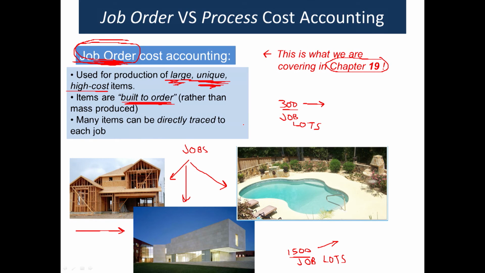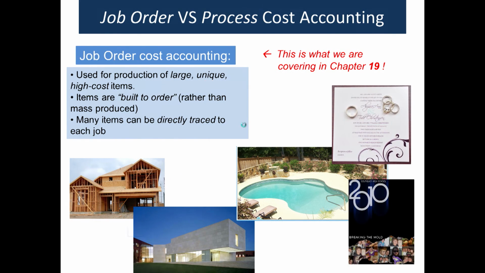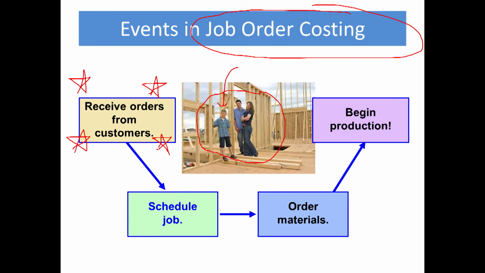But in job order cost situations, the very first thing that occurs is they receive the order from the customer. Then they schedule the job. Then they order the materials. And then they begin production. You with me? That is the order.